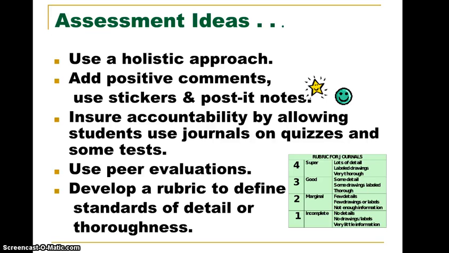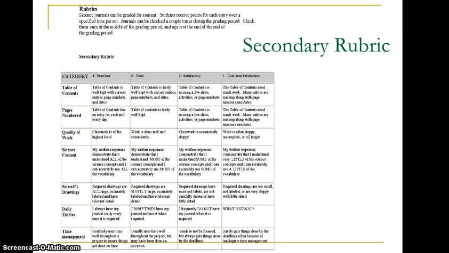Of course, it's a good idea to include a rubric that defines standards with detail or thoroughness, so students have a guide of what to look for. This might be a secondary rubric, so if you're high school or middle school, I don't recommend using this particular rubric, but this gives you a full scope of ideas of what you can look for, from the table of contents to how the pages are numbered, quality of the work, the science content, scientific drawings, daily entries, and time management. All things to be considered when you're looking at interactive notebooks at the secondary level.